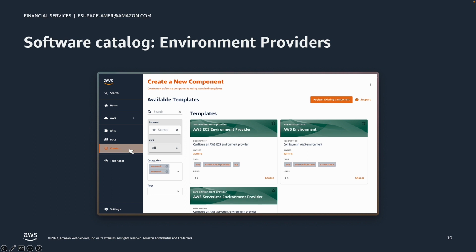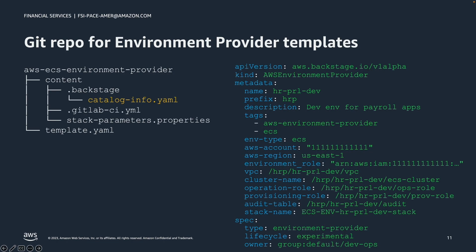Let's take a closer look at what would be included in a common repository representing a software template for environment providers. Here on the left is a directory structure which you might see in a repo for an ECS environment provider template. On the right is the content of the catalog info YAML file. Normally, in the repository containing template files, you would find placeholders for many of the property values which will be substituted during the scaffolding process. Here, I've updated the content with actual values to make the context more meaningful.